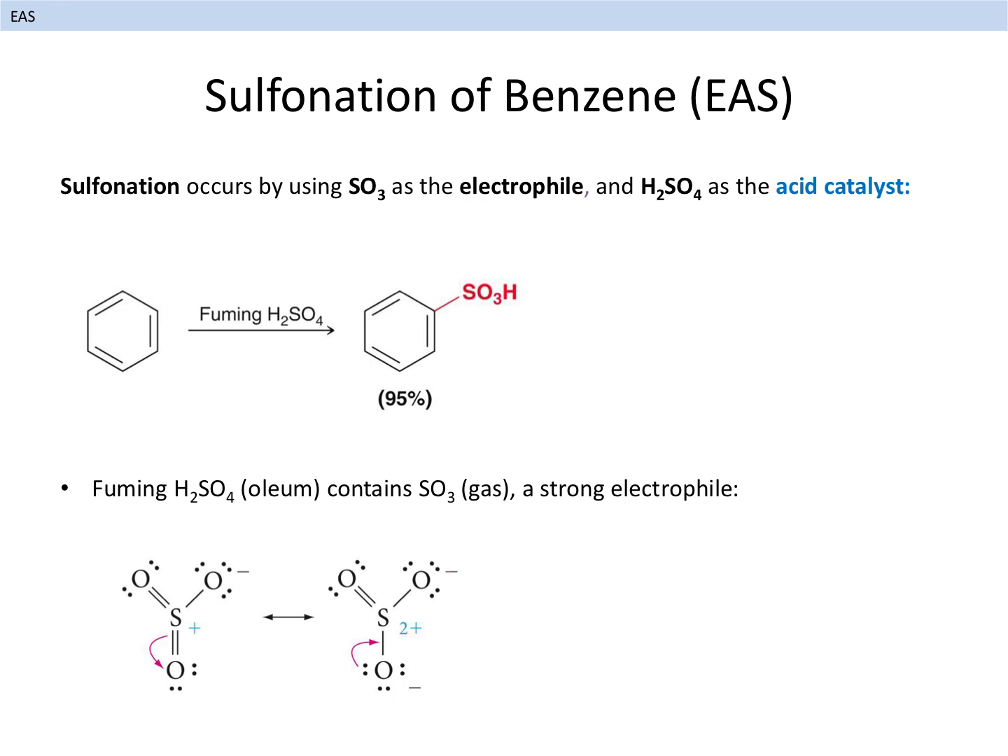When sulfur trioxide reacts with sulfuric acid, it produces a mixture known as fuming sulfuric acid or oleum. Oleum contains sulfur trioxide in a gaseous form, which is a strong electrophile. A detailed mechanism for this reaction can be found on the next page. Let's go take a look.